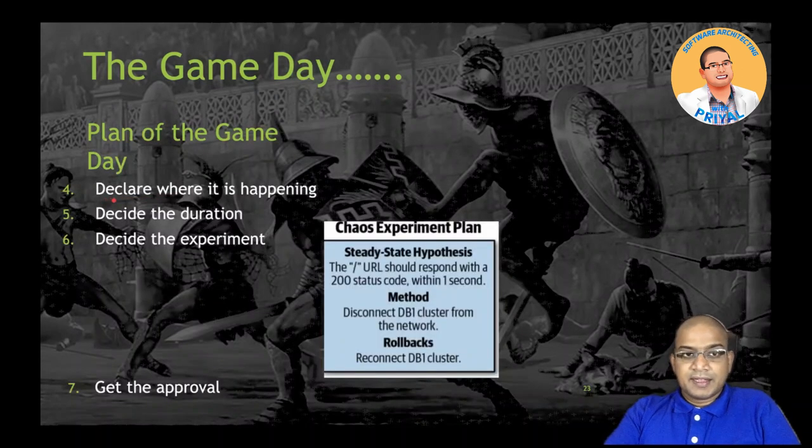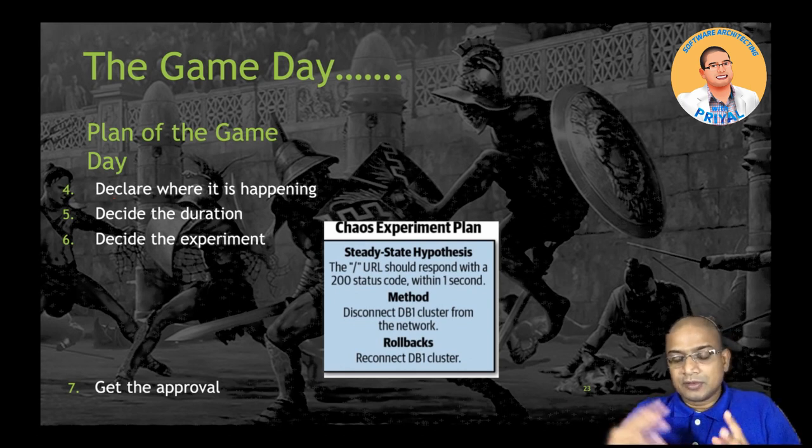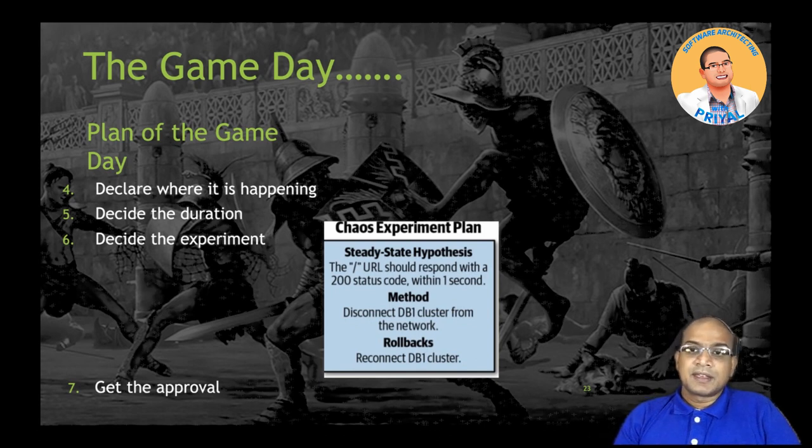The fourth step is that you need to declare where it is happening. If it is a planned or informed operation, then the whole team needs to gather in a war room and do it. Apart from that, you need to define in which area of the system this particular chaos engineering test would occur. And then you have to decide the duration as well, whether it is happening within 1 day, or whether the chaos experiment would last only a few hours.